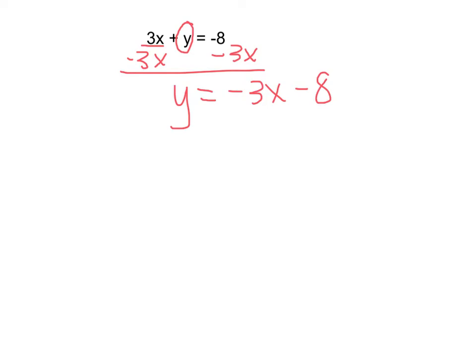So this one's not too bad, and I would say primarily the signs are things that people lost. So be very aware of your signs. If I'm subtracting 3x on this side, I should be subtracting 3x on the right side and have a negative slope, a negative 3 for my slope.